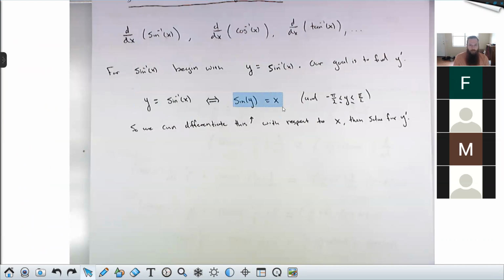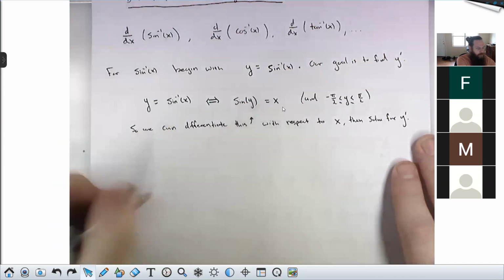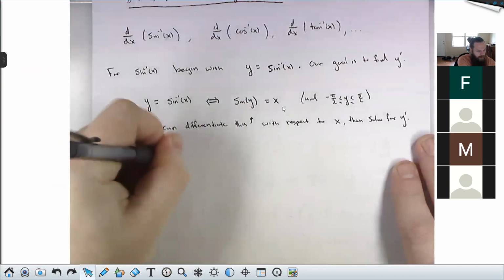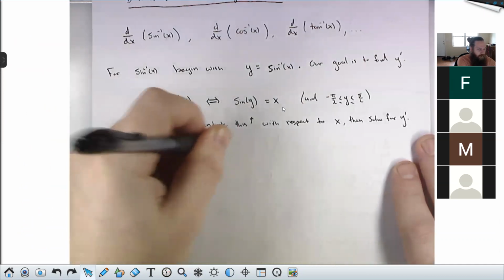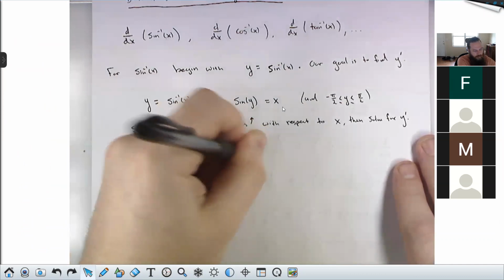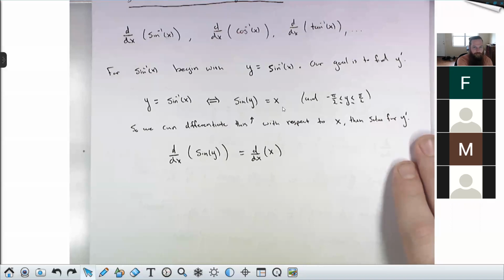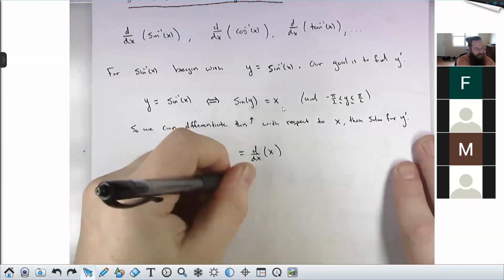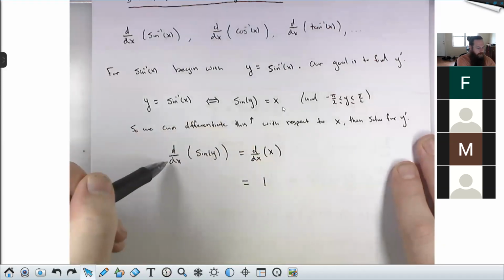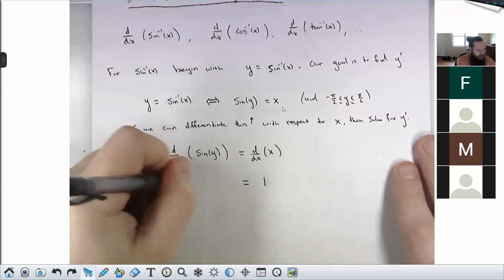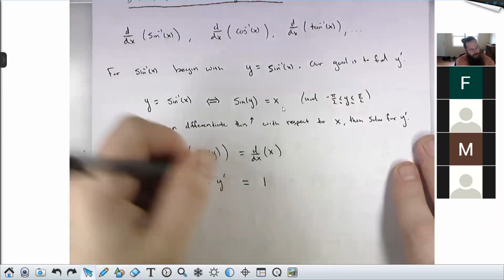From here, I'm going to apply d/dx to both sides. We're going to differentiate this expression with respect to x. So that means I'm going to have d/dx of sine y equals d/dx of x. The derivative d/dx of x is 1. The derivative d/dx of sine y is cos y times y prime.